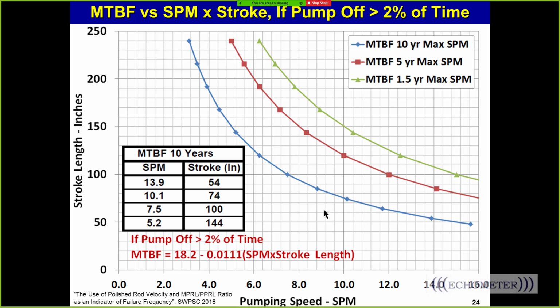So we were both operating with a full pump, but we were operating at either end of the curve. And it was validating what Oxy found and Steve Galt found, that says don't have incomplete pump fillage more than 2% of the time when you're pumping the well. You'll have a higher failure rate, and you'll be on a different curve. This is the 10-year curve right here, and this is the 1.5-year curve, and it has to do with how fast you pump and how long is your stroke.